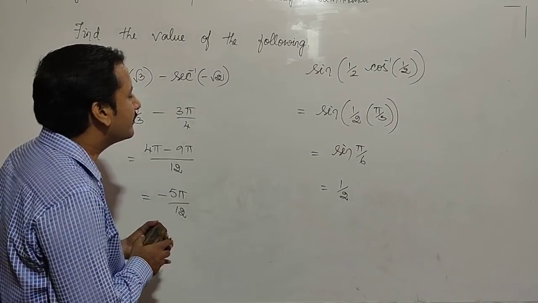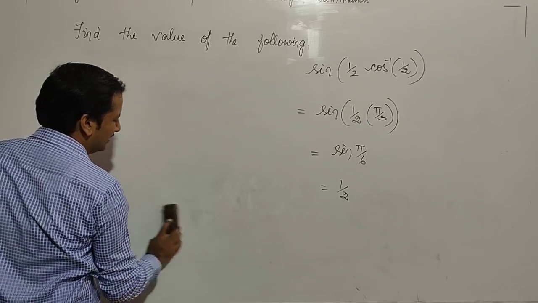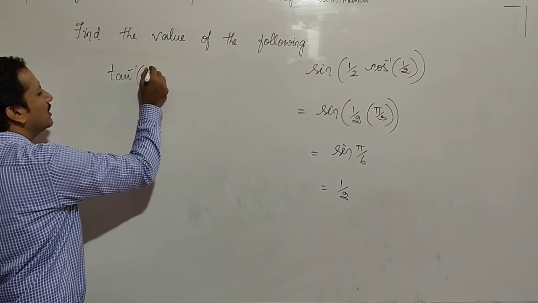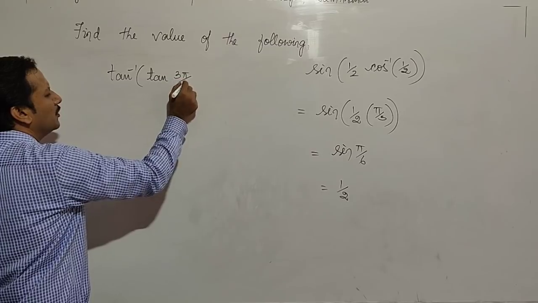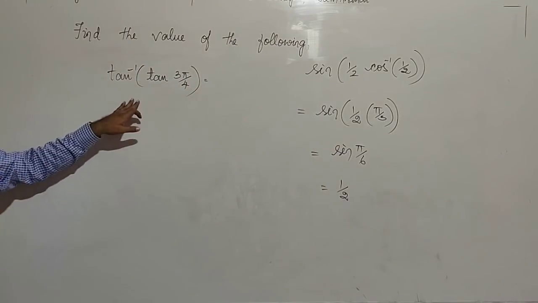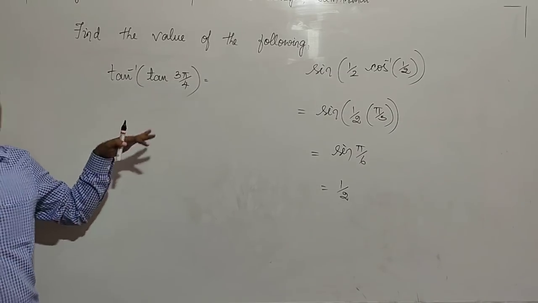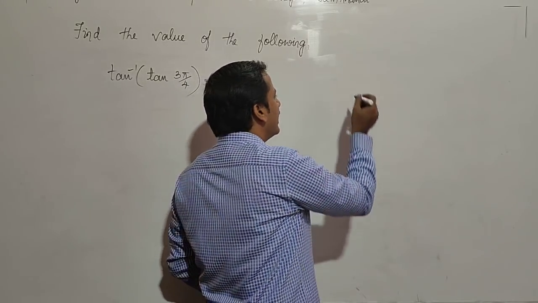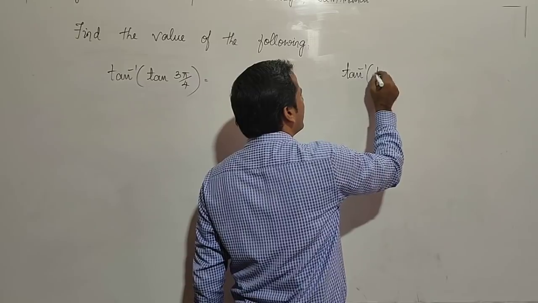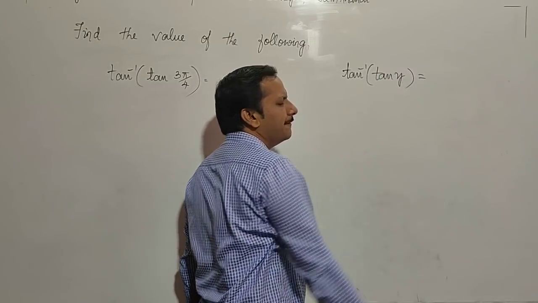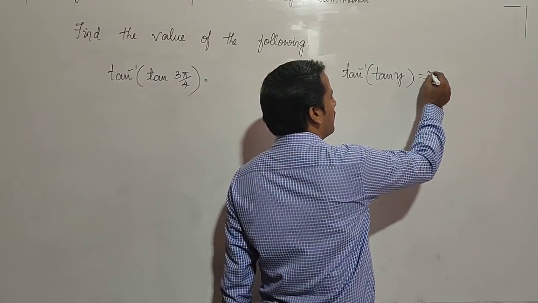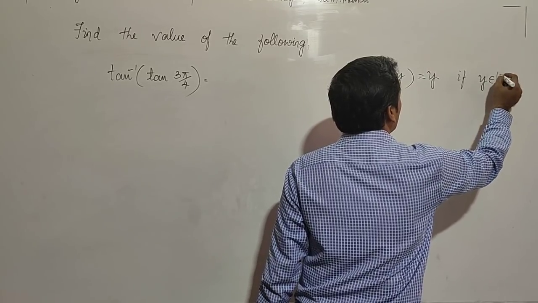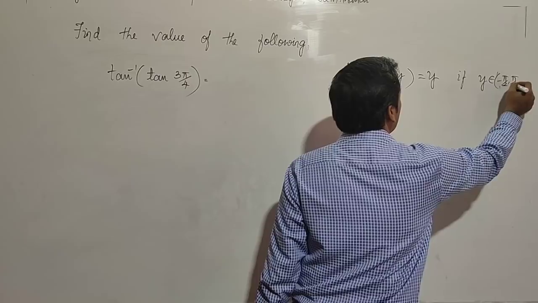Next question. Tan inverse of tan 3 pi by 4. We are asked to find the value of tan inverse of tan 3 pi by 4. As soon as you see this expression, immediately one formula should come to your mind. That formula is tan inverse of tan y is equal to y, if y belongs to the open interval minus pi by 2 to pi by 2.